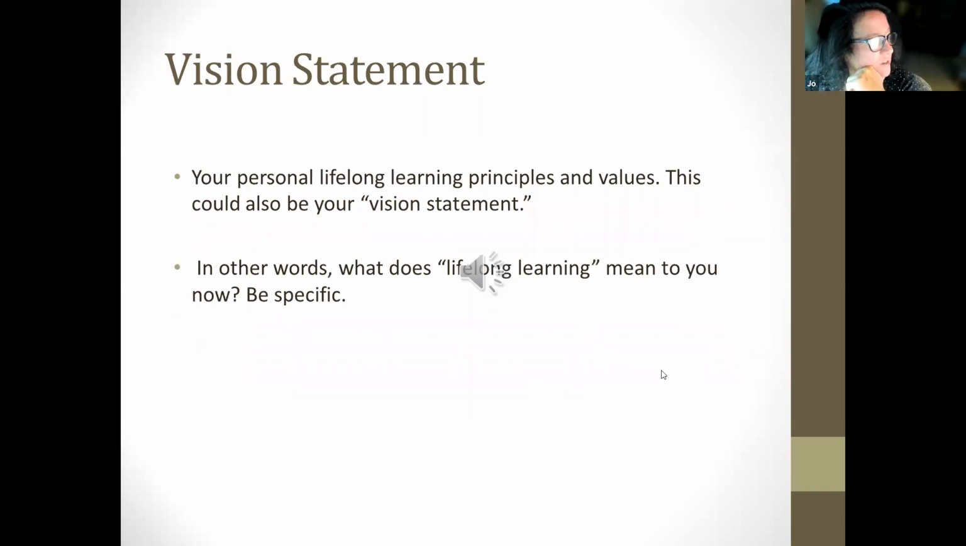Vision statement: your personal lifelong learning principles and values could be your vision statement. One of the things I've always lived by, and I used to talk about this in the associate program, and to this day I still talk about it, is this: when the train comes by, are you going to get on the train or are you going to miss your ride? Basically what I'm saying is, take advantage of opportunities. If somebody invites you to work on a research paper or to do a committee at your hospital, say yes, right? Because sometimes opportunities lead into other opportunities.